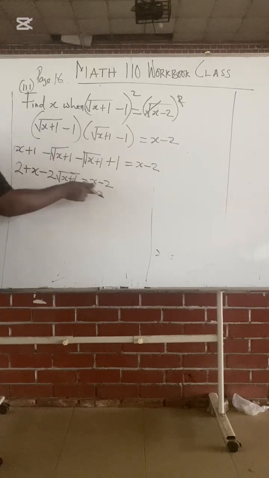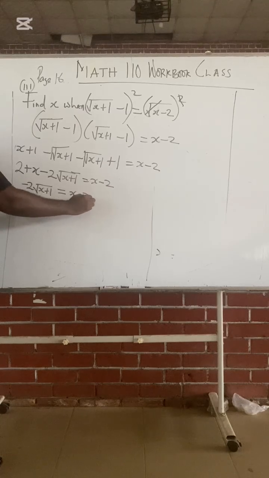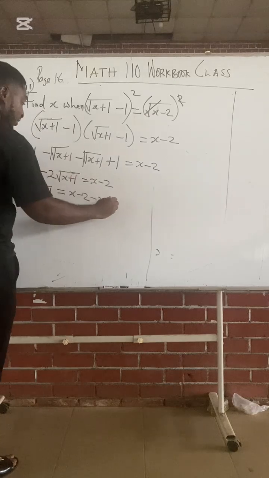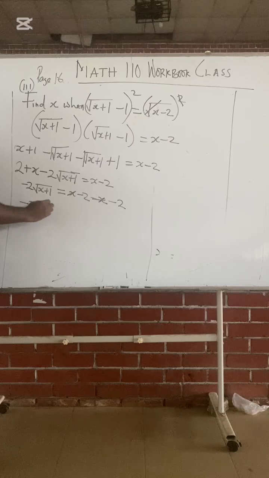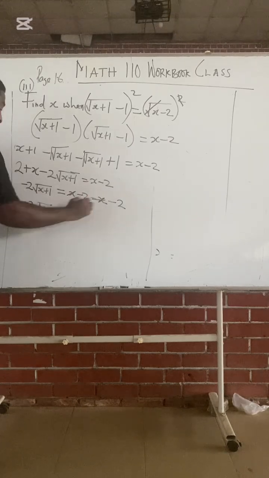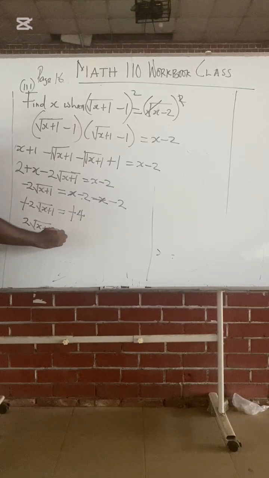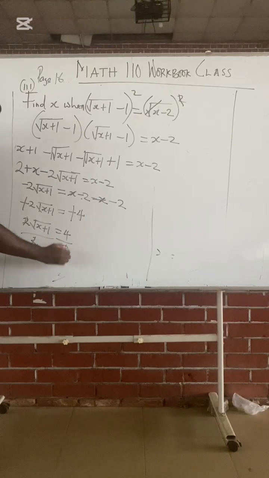Bring these two guys to this side. What I'm left with is minus 2 root (x plus 1) equals x minus 2 already. When this plus x comes here, it becomes minus. When plus 2 comes here, it becomes minus. x minus x cancels to 0, right? You're left with minus 2 root (x plus 1) equals minus 2 minus 2, which is minus 4. Minus cancels minus on both sides, and you have 2 root (x plus 1) equals 4. Divide both sides by 2 first. 2 cancels 2 here, and 4 divided by 2 is 2.